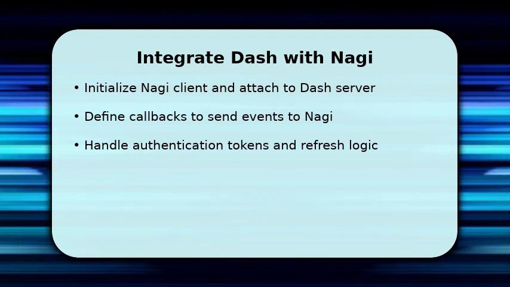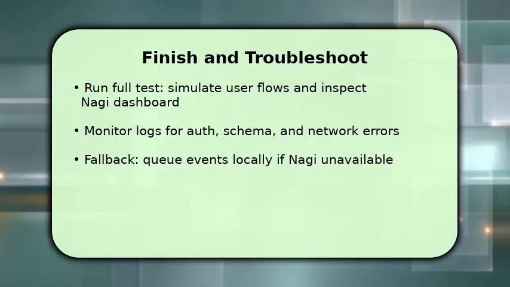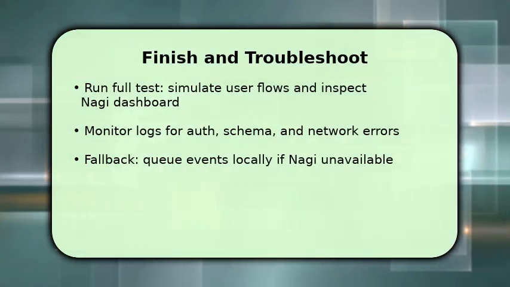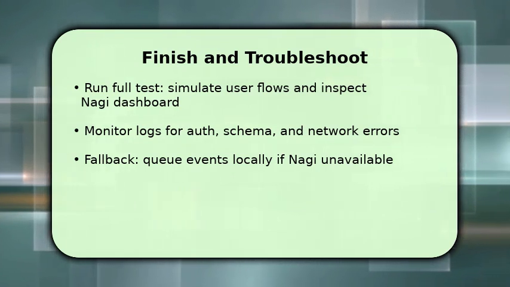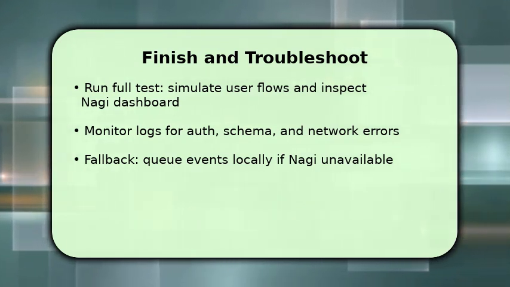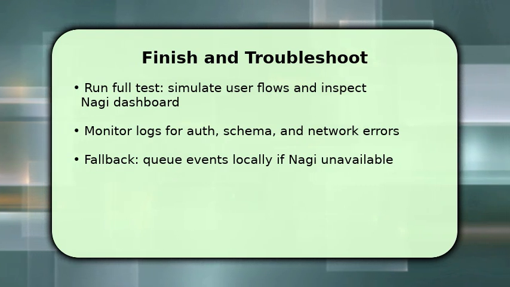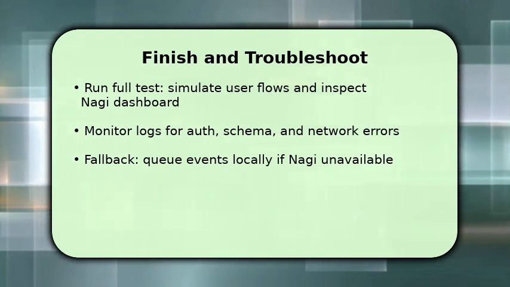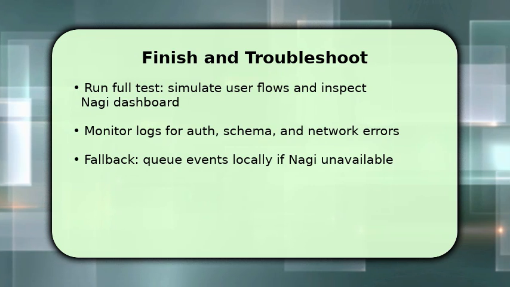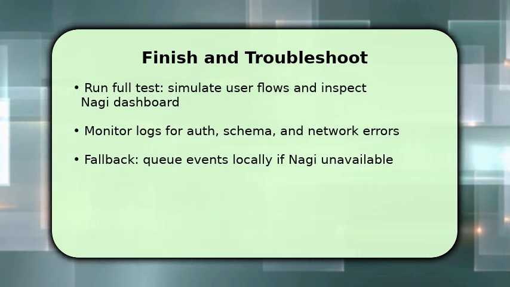You complete the integration by running full user flow tests and confirming events appear correctly in the Nagi dashboard. Compare timestamps and payload keys. If something fails, check logs for authentication failures, schema validation errors, or network timeouts, and replicate the failing request locally.